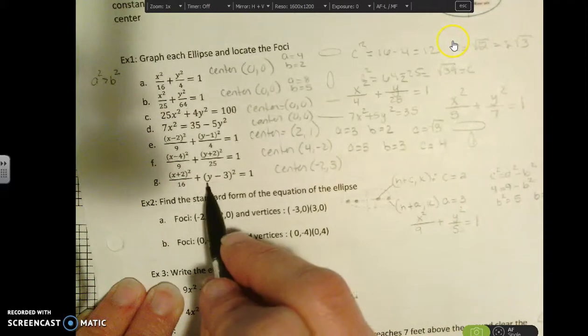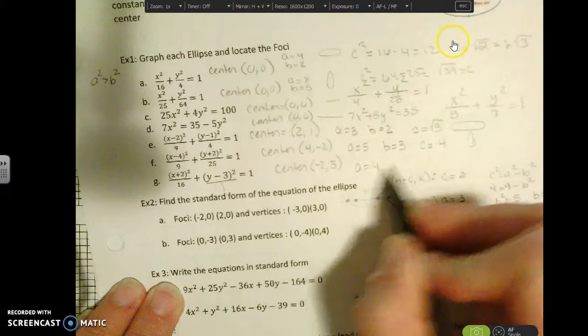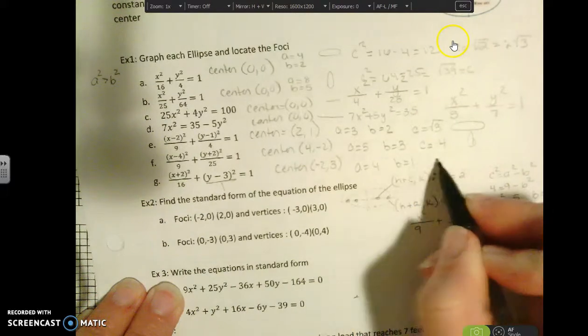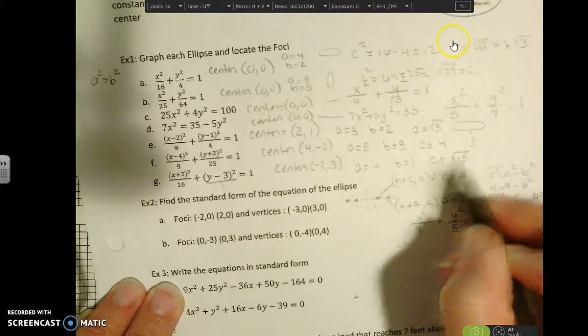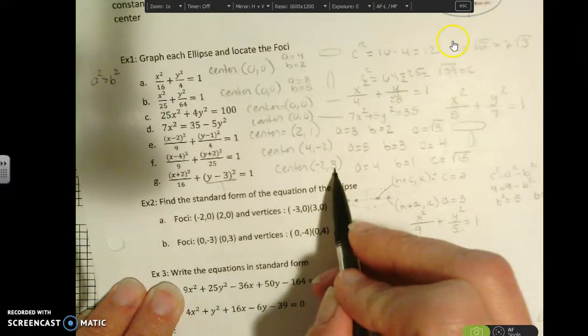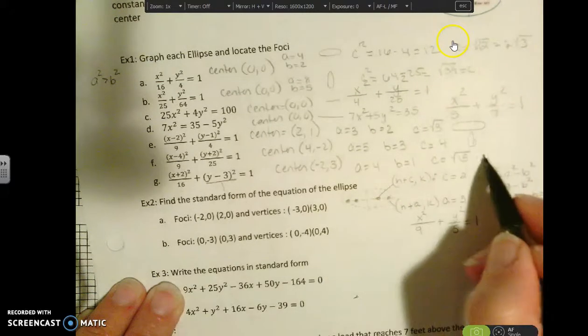This last one here is understood to be over 1, so therefore A is equal to 4, B is equal to 1, and C is going to be the square root of 15. The center is negative 2, 3. The bigger value is under X, so that means it's going to be a horizontal ellipse.